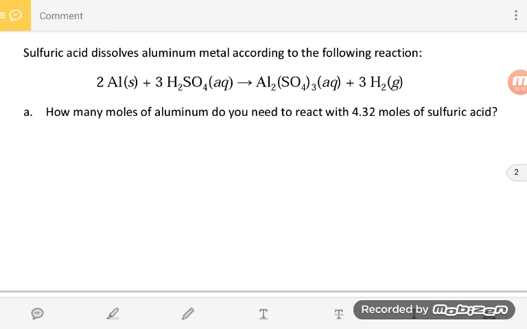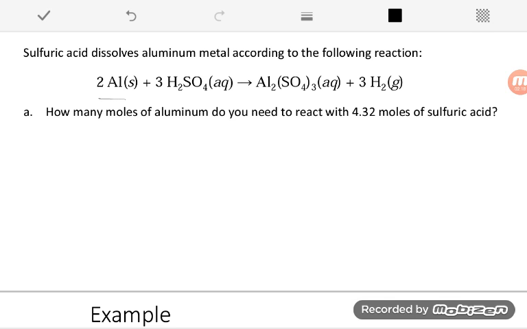Sulfuric acid dissolves aluminum metal according to the following reaction. How many moles of aluminum do you need to react with 4.32 moles of sulfuric acid? So I'm going to start with aluminum. Notice it didn't mention the aluminum sulfate or the hydrogen gas, so I'm just going to ignore them while I work this problem. I only am ever relating two things in my chemical equation. I need the whole balanced chemical equation to see the relationships, so I'm just going to ignore anything that's not mentioned. So I'm starting with moles of sulfuric acid, and I want to end up in moles of aluminum.